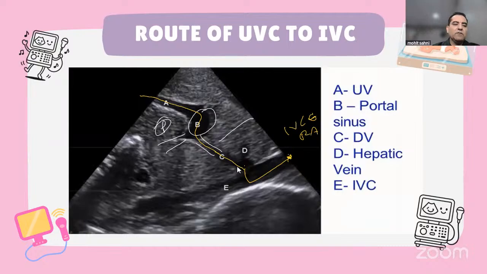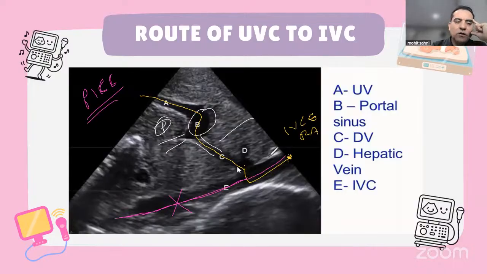Generally, what happens is we try to look for the UVC from here. UVC will never come from here. If you see any catheter coming in the IVC from downwards, that means it is your PICC line, and that PICC line is basically from the lower limb. But this yellow one is the route for the UVC. The pink one will be the route for the PICC line from the lower limb.